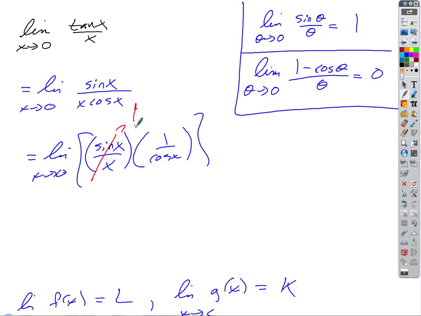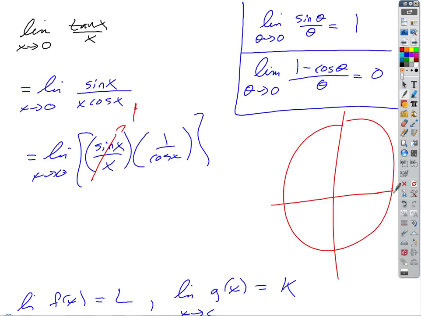Think unit circle. Cosine's the x component, right? So that's right here. That's 0, that's an angle of 0. So cosine's the x coordinate, that must be 1, right? So this gives me 1 over 1. 1 times 1 over 1 is 1. Make sense?